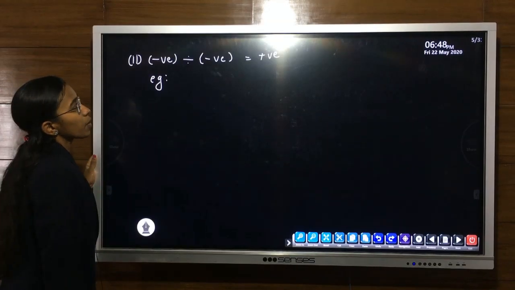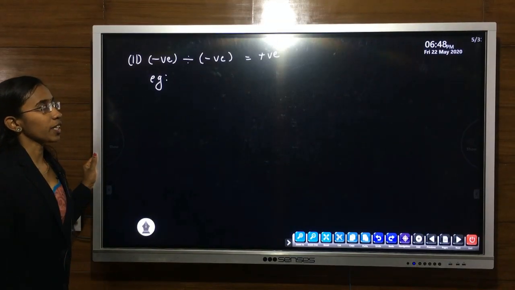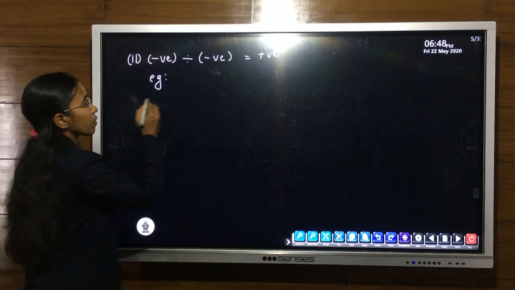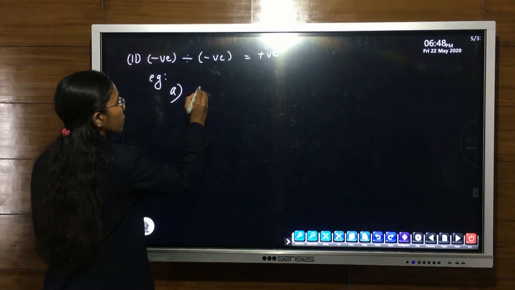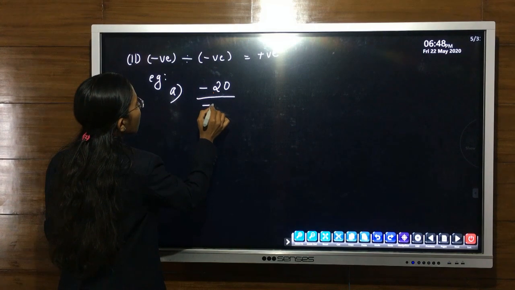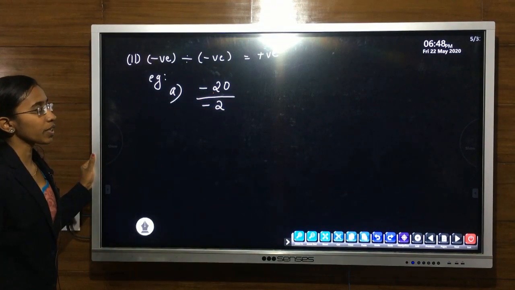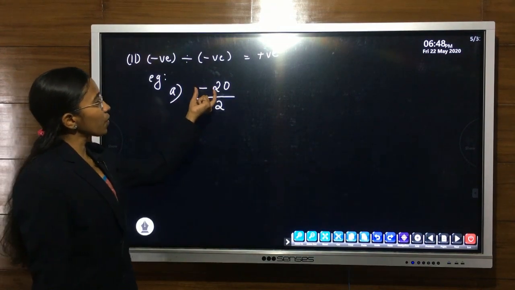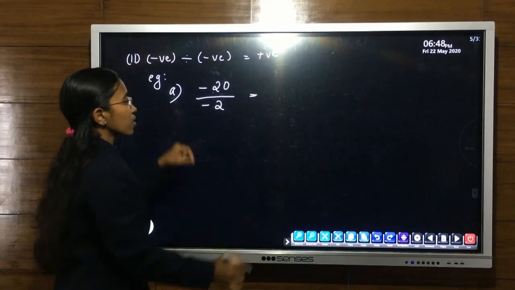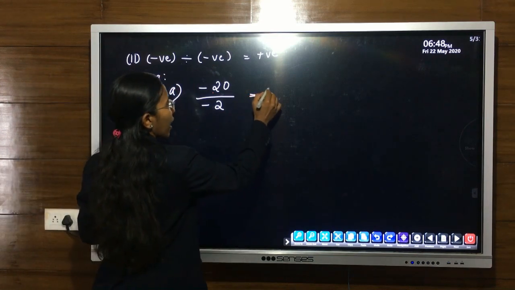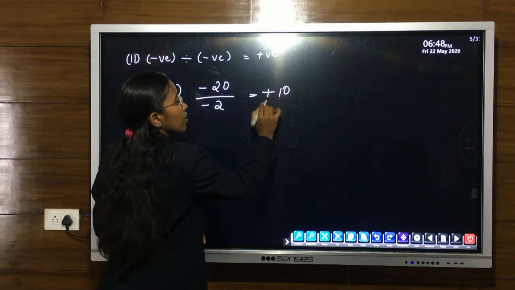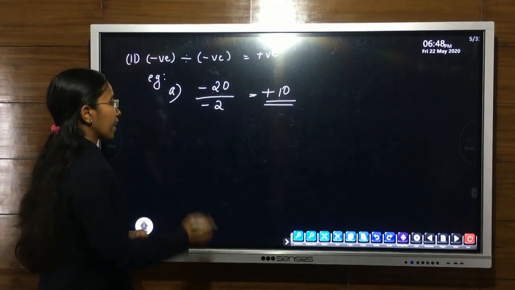Our second operation is negative integer divided by negative integer equals positive integer. Okay, let's check with one example. Minus 20 divided by minus 2 means the first one is negative and the second one is also negative. So this is like integers, and our answer is always positive. What is 20 divided by 2? The answer is 10. So plus 10 is our answer.